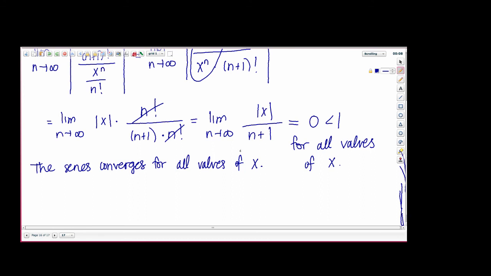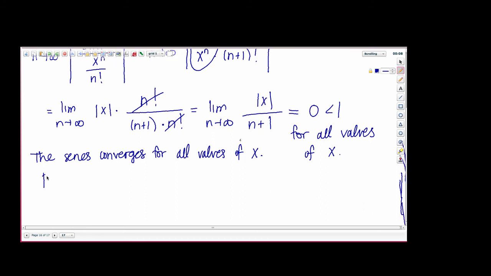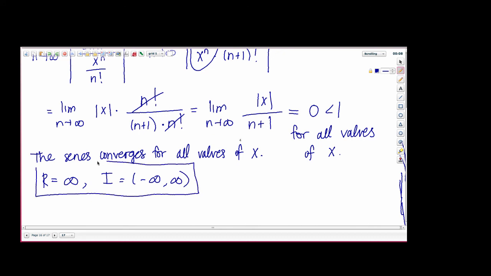And when our series converges for all values of x, we say that our radius of convergence is infinity, and our interval of convergence is minus infinity to infinity. So this one converges for all values of x, radius of convergence is infinity, interval of convergence is minus infinity to infinity, and again this happened because our limit with the ratio test was 0, which is less than 1, for all values of x.